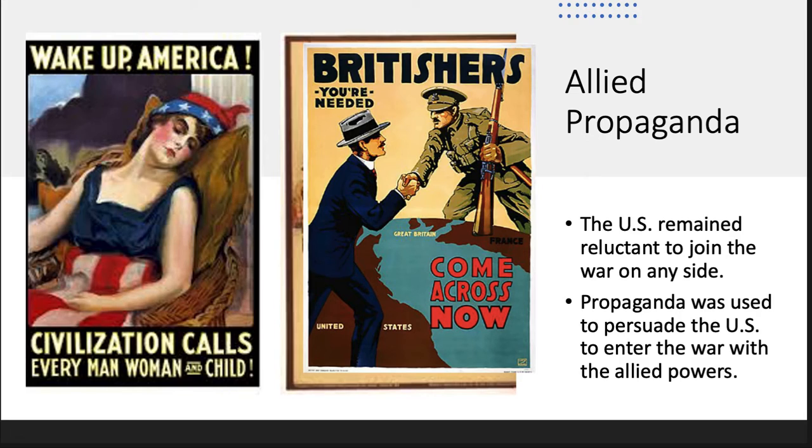We pride ourselves in not fighting a war on our own soil. There's also going to be Allied propaganda that's used against the United States. The U.S. still remained reluctant to join the war on any side, even though Wilson preferred the style of the British government over the German rule. But propaganda is going to try to persuade the United States and the people of the United States to enter the war on the Allied side. Take a look at these pieces of propaganda.